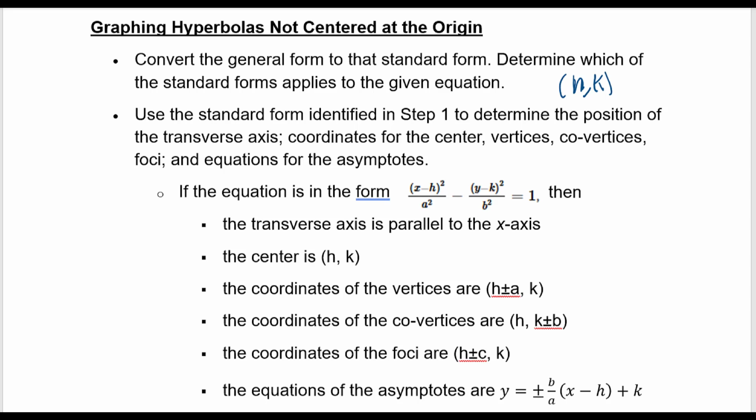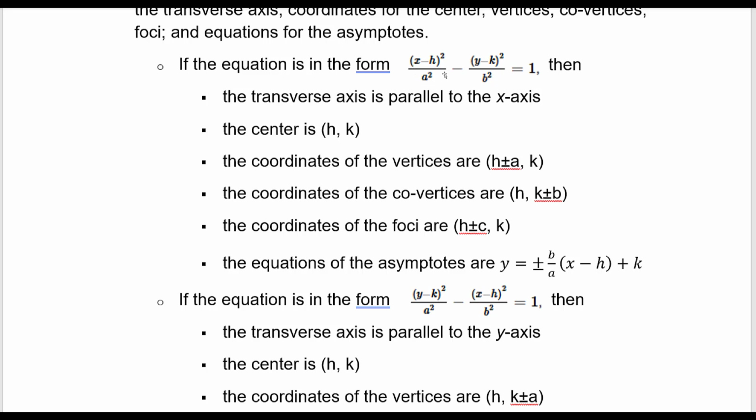Use the standard form identified in step 1 to determine the position of the transverse axis, then find the coordinates for the center, vertices, co-vertices, foci, and equations for the asymptotes. If you have this first form where the x term is the positive one and the y term is the negative term, the transverse axis is parallel to the x-axis, opening right and left. The center is (h, k). The coordinates of the vertices are h plus or minus a, comma k. The coordinates of the co-vertices are h, comma k plus or minus b.